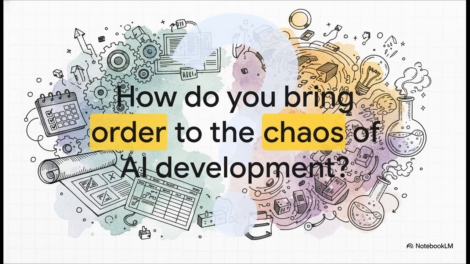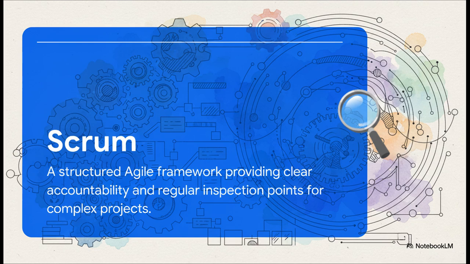So this really is the million-dollar question, isn't it? How do you bring order to the chaos of AI development? Unlike building a bridge or a standard piece of software, AI projects are all about experimentation. They're defined by uncertainty, and that's a massive challenge for management. And the answer, according to our source material, is a framework called Scrum.